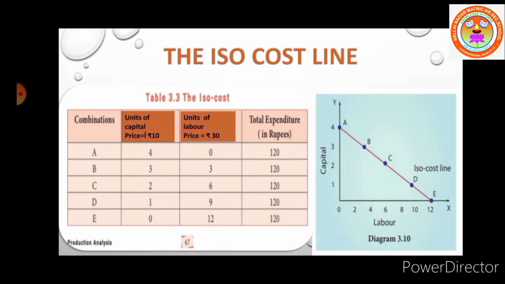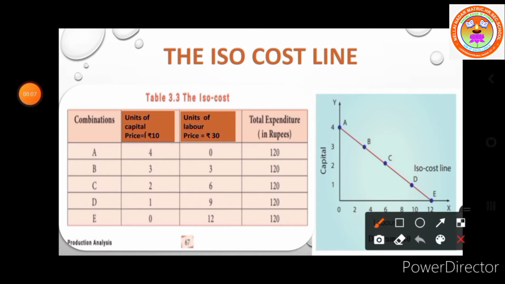The ISO cost line is otherwise called ISO price line, ISO income line, ISO expenditure line or total outlay curve. Suppose that a producer has a total budget of rupees 120. For producing a certain level of output, he has to spend this amount on two factors, that is labor and capital.